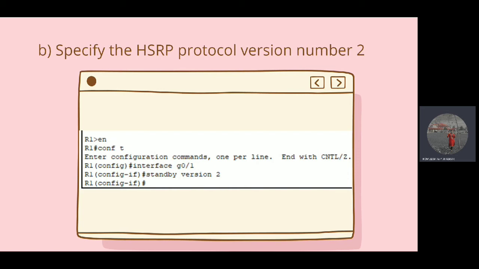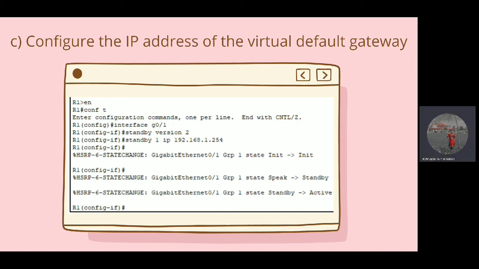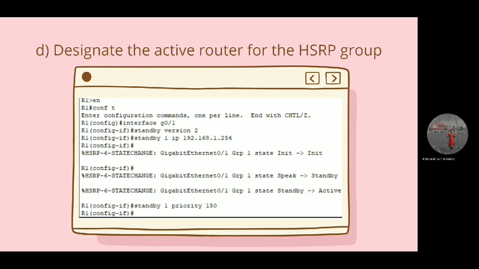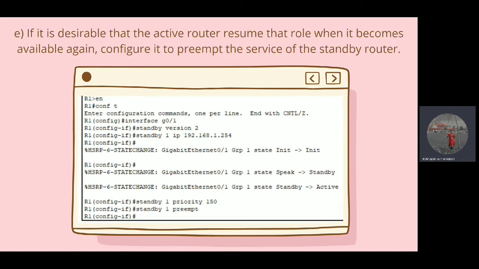the CLI, and configure the IP address of the virtual default gateway. We have to enter the command standby 1 ip 192.168.1.254. Next, designate the active router for the HSRP group. We have to enter the command standby 1 priority 150.